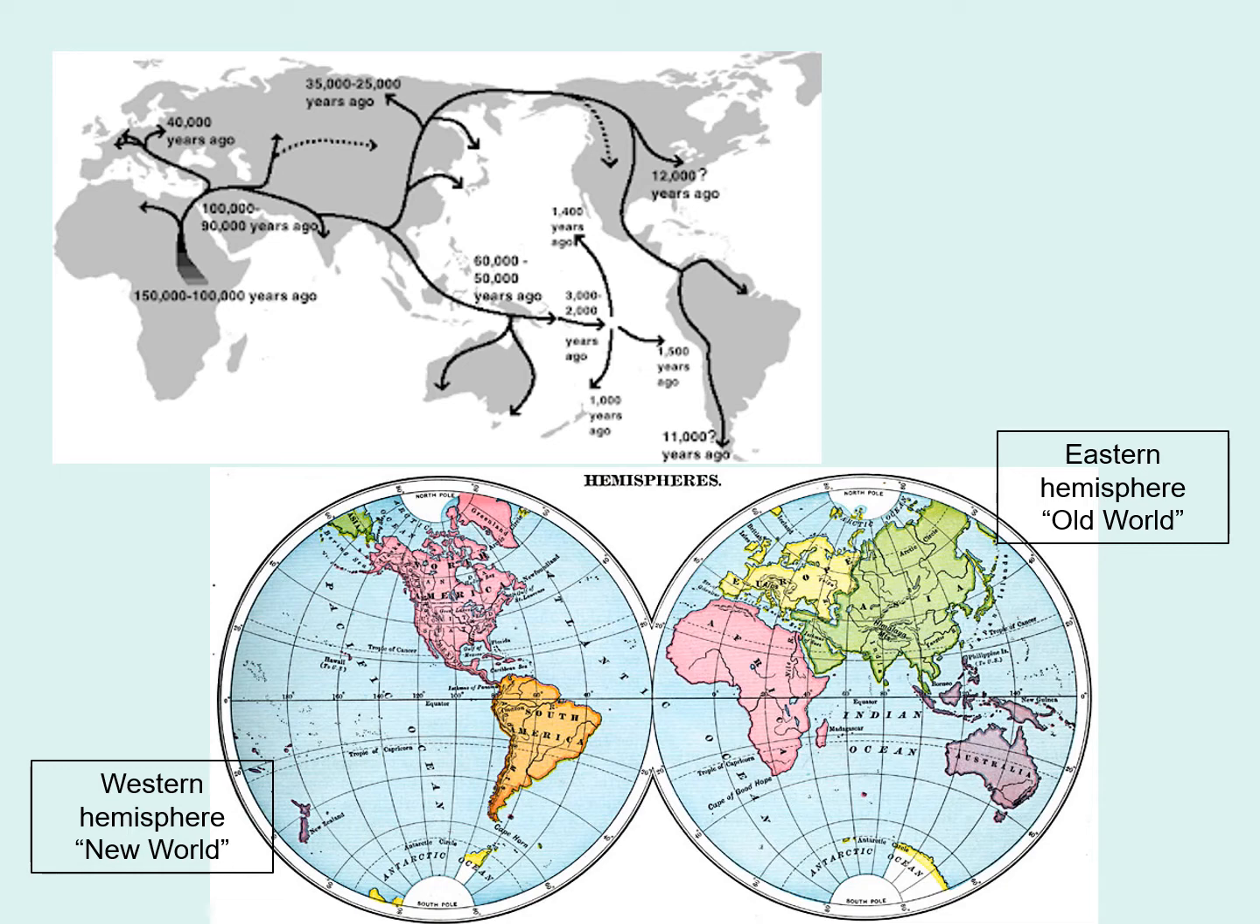Let's remember that, as we noted, once the Americas were populated, there was really no contact between the rest of the world and the Americas for tens of thousands of years. On the map today, we can easily see the Americas are in the Western hemisphere of the world, and Europe, Asia, Africa in the Eastern hemisphere.